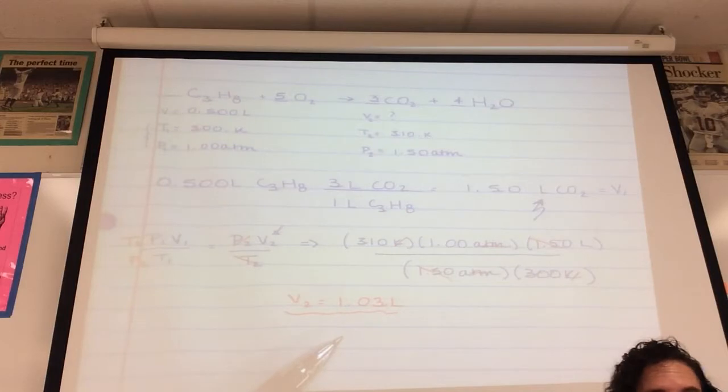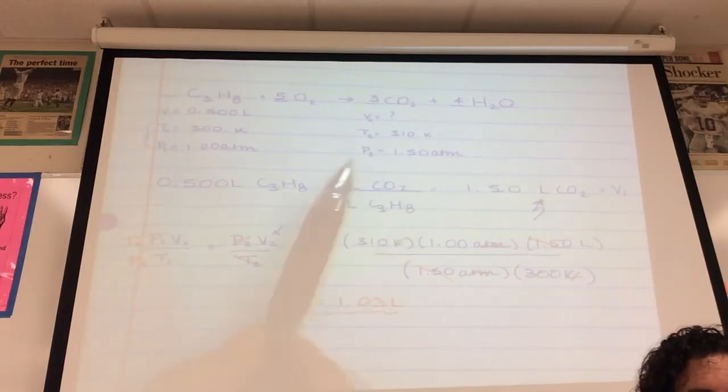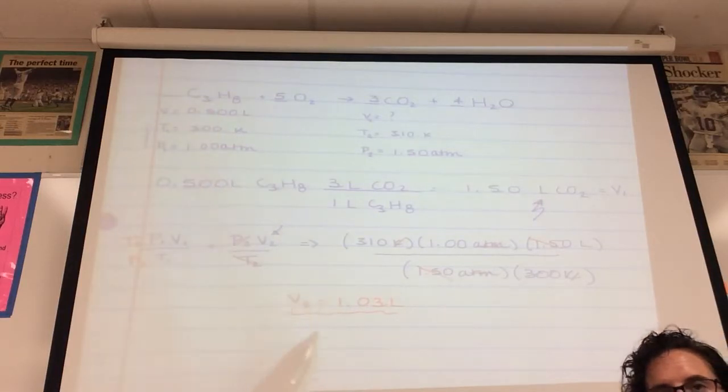Alrighty. Easy? What was the point of doing the stoichiometry? The point of doing the stoichiometry is you first had to find the volume of CO2 under the first set of conditions, because you cannot put information about different gases into the combined gas law. And the information you were initially given was on propane for its volume.